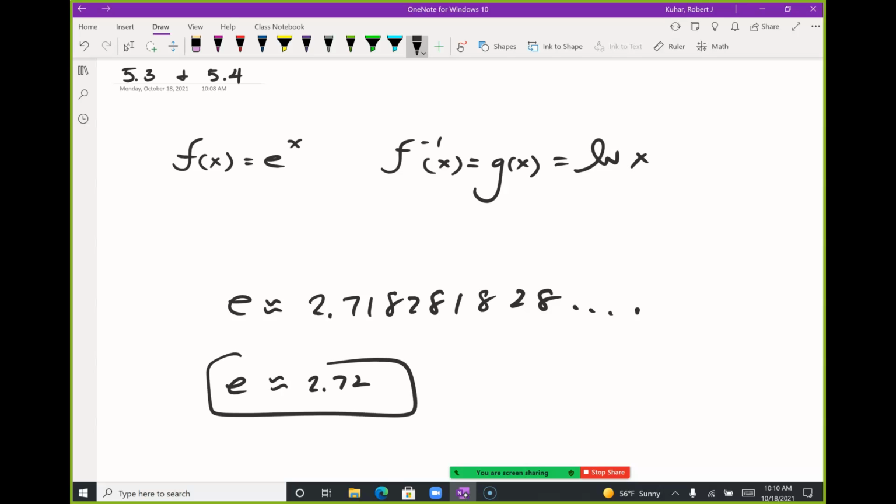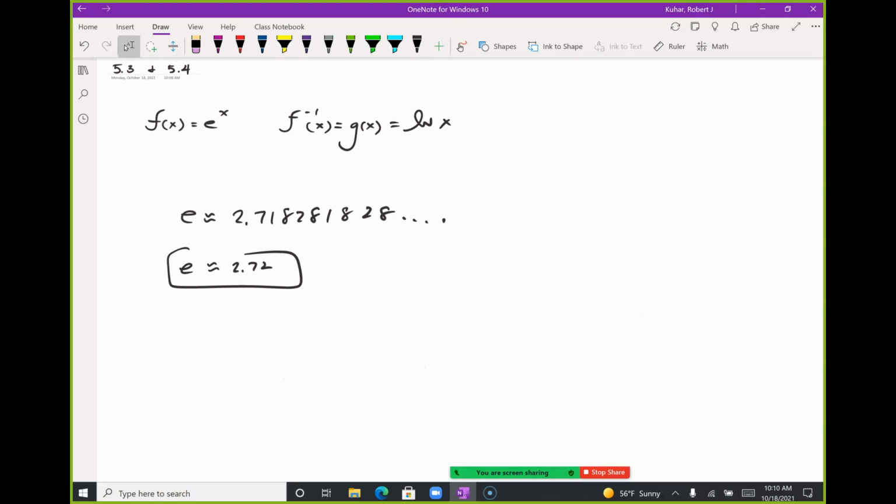So this is a number in finance as famous as pi is to circles. As pi goes to geometry, e goes to finance and investing, things like that. So e to the x is our base. And these two functions are inverse of each other.